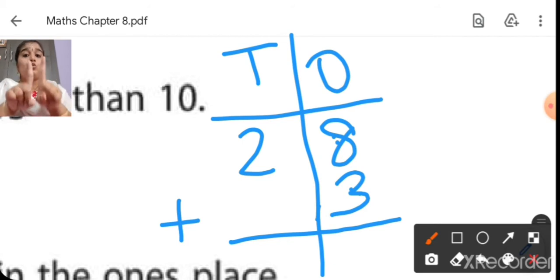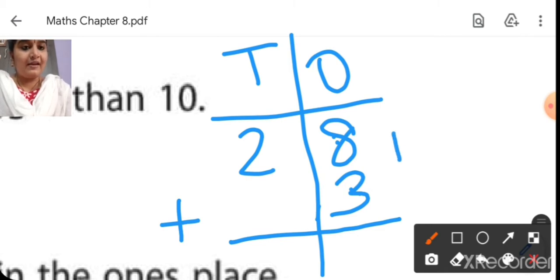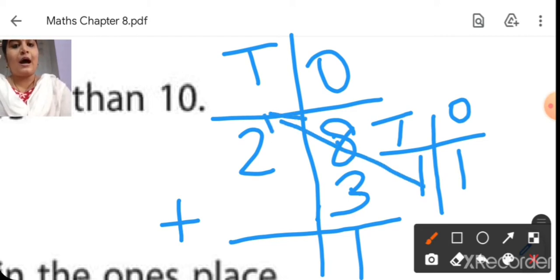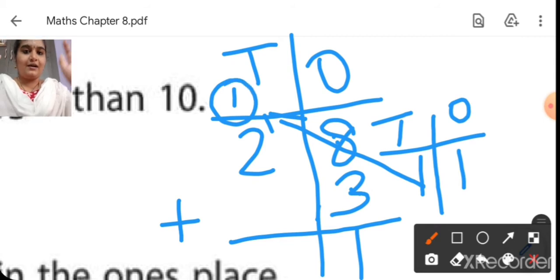When we get two numbers as the answer, we will write it outside. 8 plus 3 is 11. So we are writing it here. Write it a little bit bigger. And we will divide this as tens and ones. So the 1 under the ones place will come here, and the 1 under the tens place will go up as a carry forward.